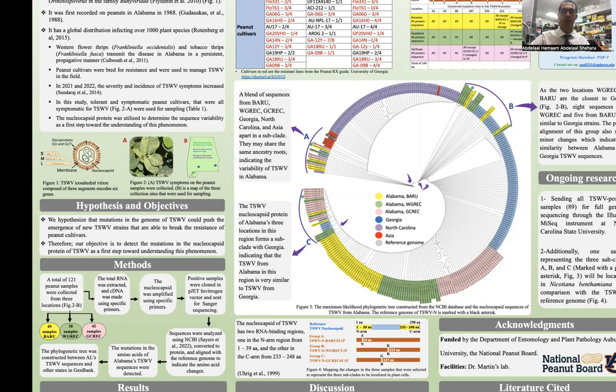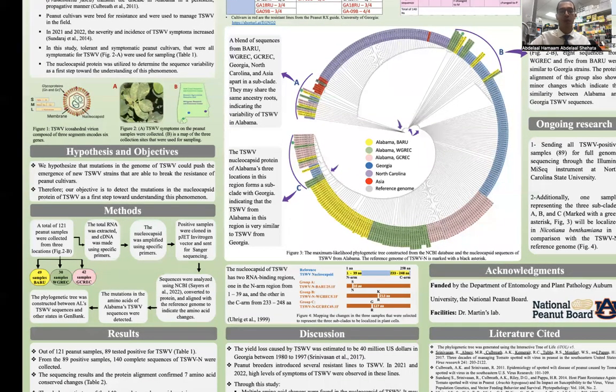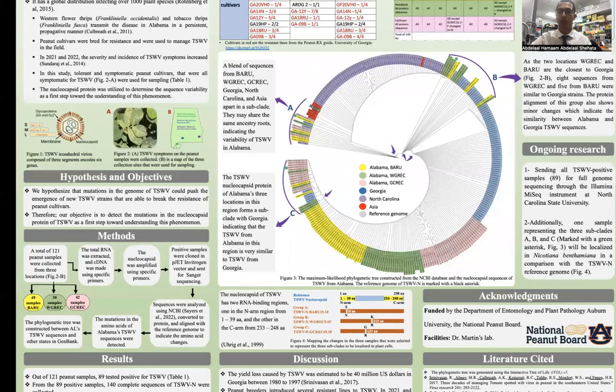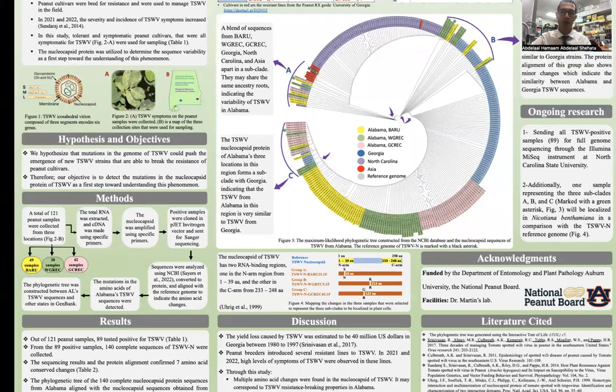The reason we did that is because we want to guarantee that we get at least 1 complete N gene from each sample. So the sequences were received, analyzed, and converted to protein. After that, the alignment was made to detect the changes. Then, as a final step, we generated and constructed a phylogenetic tree, as we can see here in figure 3. This phylogenetic tree is composed of all Alabama sequences, along with Georgia and North Carolina, and some from Asia. Those are all the ones that have a complete sequence on the NCBI.